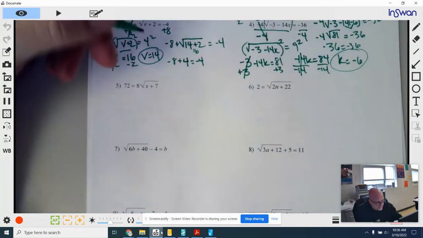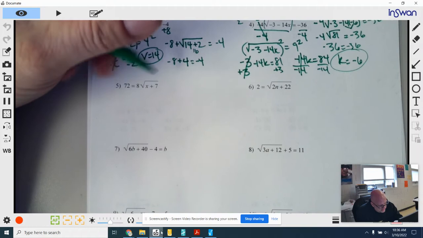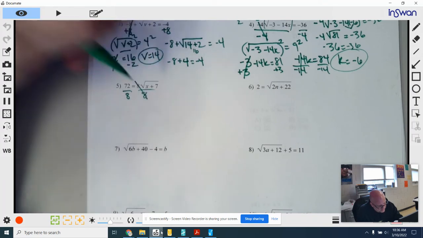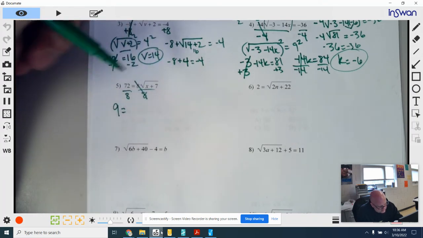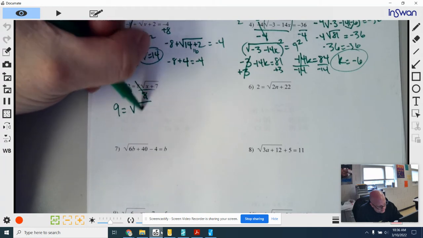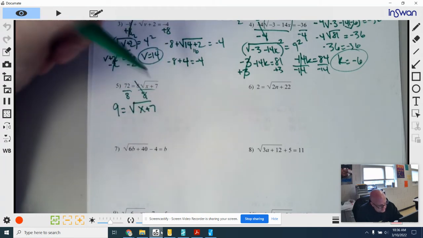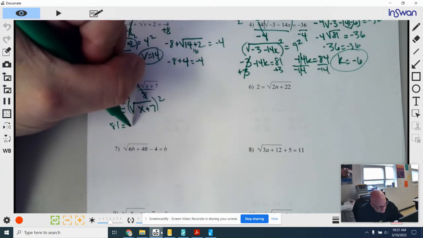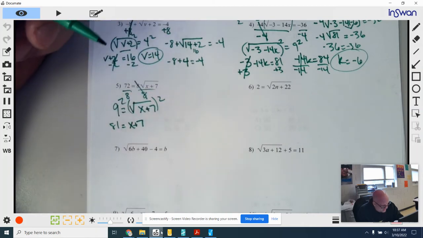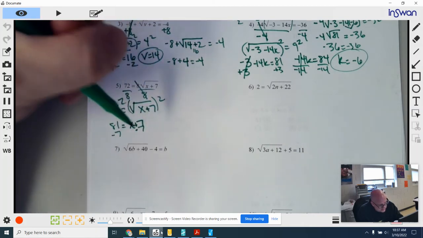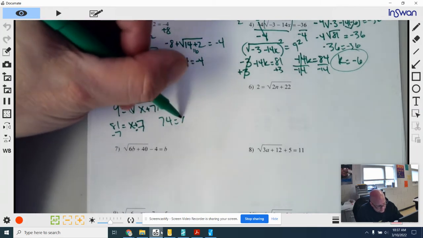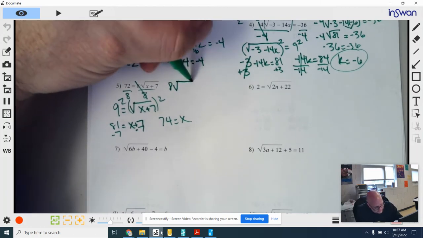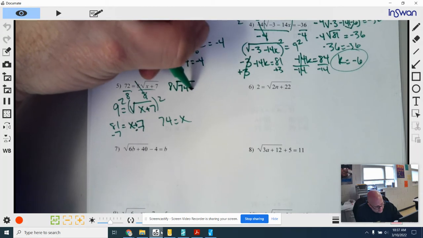Let's go to number 5. So on number 5, I'm going to go ahead and divide both sides by 8. So this cancels. We get 9 is equal to the square root of x plus 7. Okay, so we go ahead and square this, square that. 81 is equal to x plus 7. And if I just subtract 7 from both sides, I'm going to get 74 is equal to x.